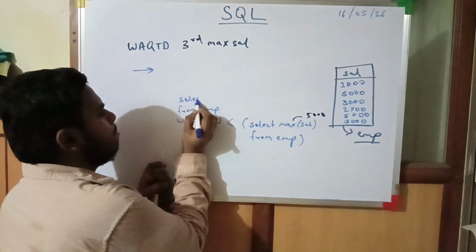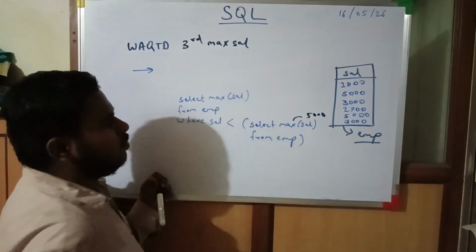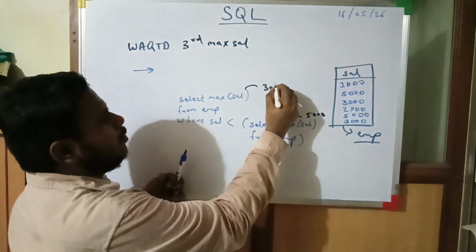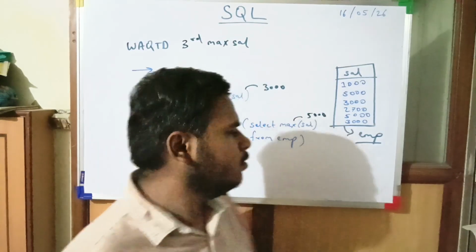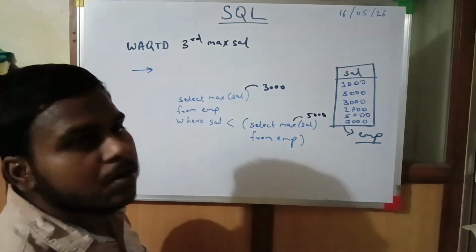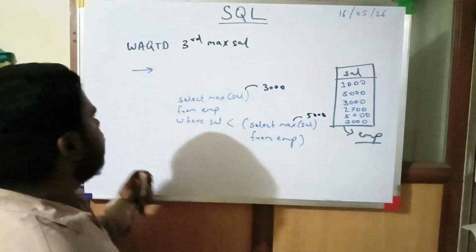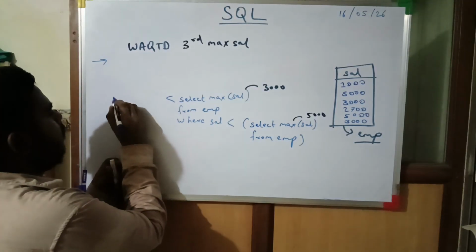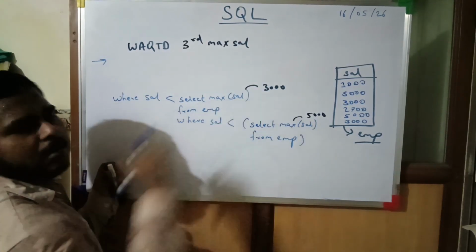Select max of sal. So, what output will I get here? 3000. But this is not the output I want. No, sir, I don't want this output. What I want is the third maximum salary. So salary should be less than 3000. Yes, sir. So what will I write here, where sal should be less than 3000.